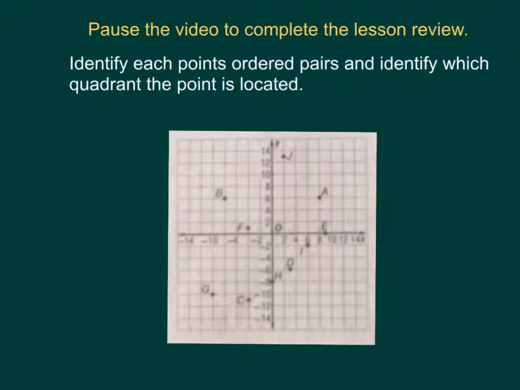Now let's pause the video to complete the lesson review. Sorry this is a little blurry, I had to upload it and zoom in so that you could see it. Here I just want you to identify each point, so you're giving me the ordered pairs, and then tell me what quadrant the point is located in. If the point falls on an axis, then just tell me the axis on which that point falls.